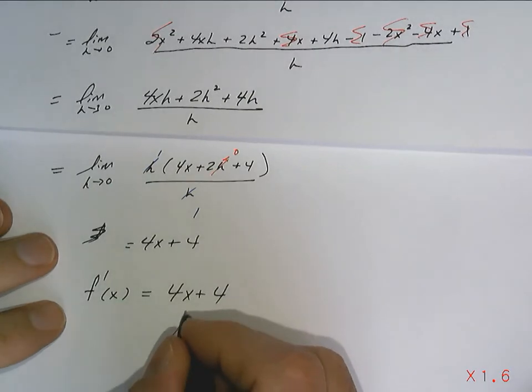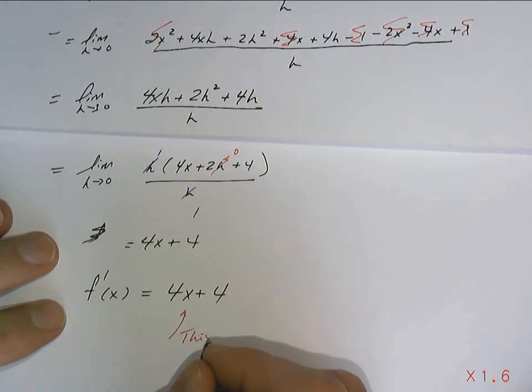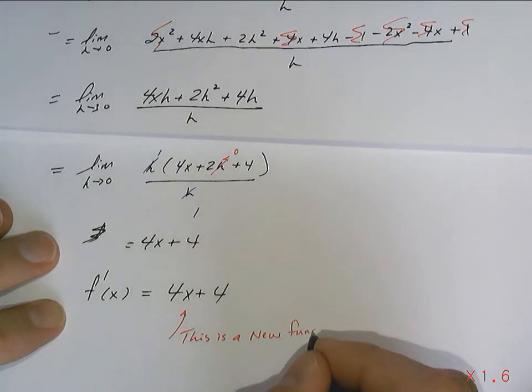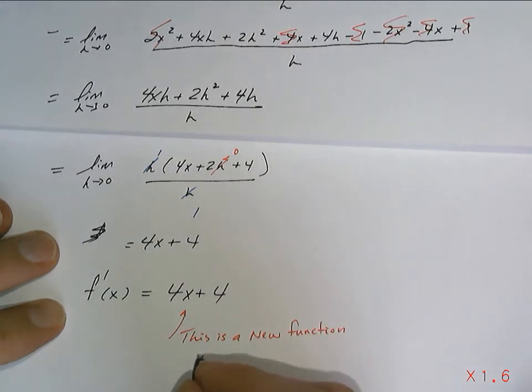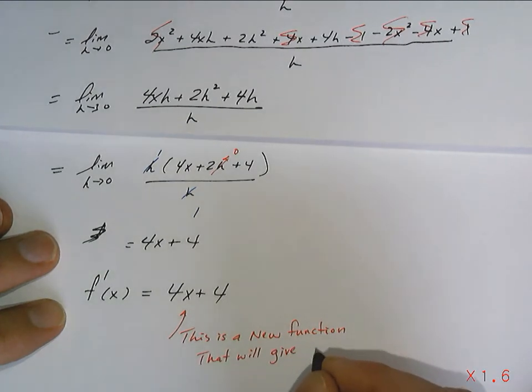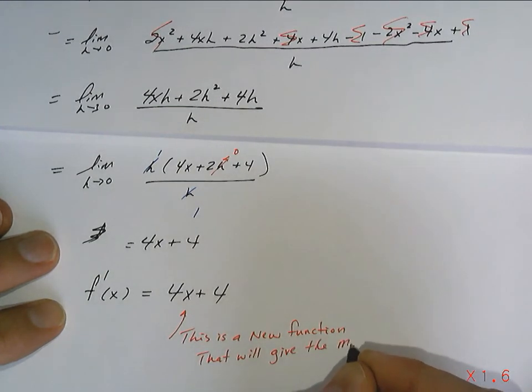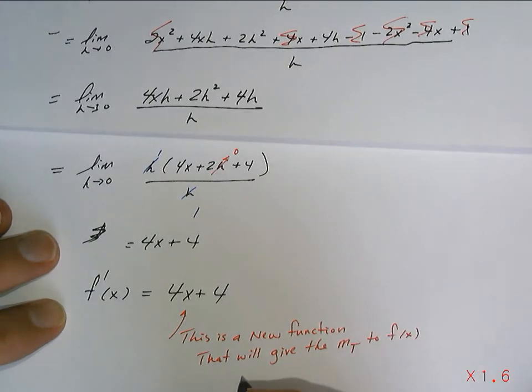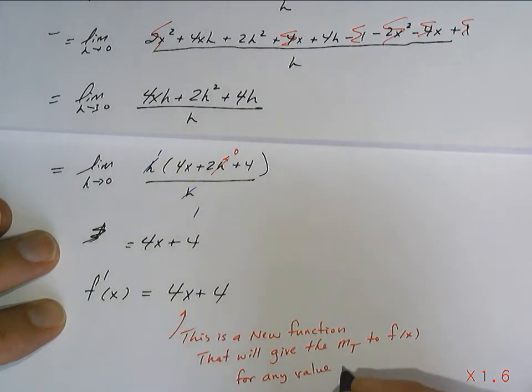So that's important. This is a new function that will give the slope of the tangent to f of x for any value of x on the domain of f of x.